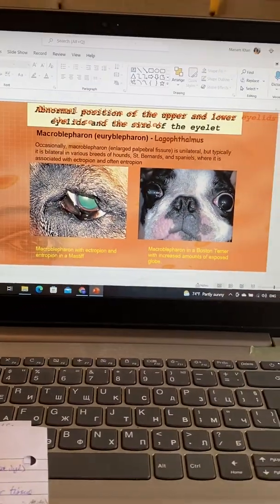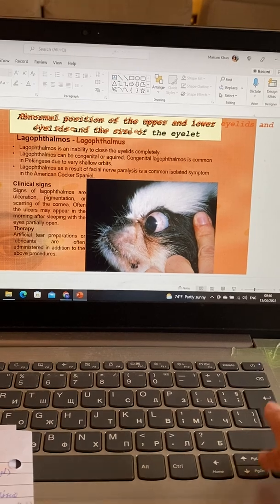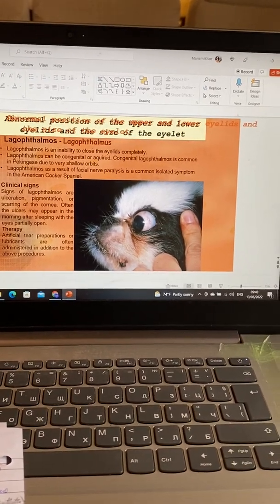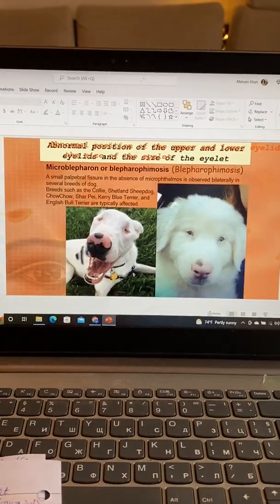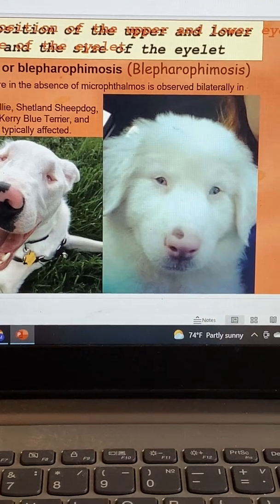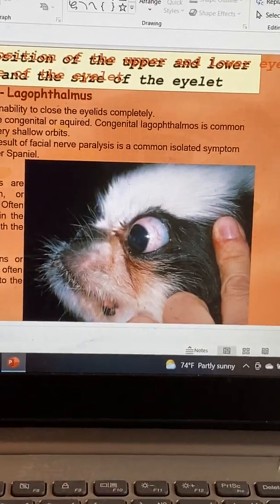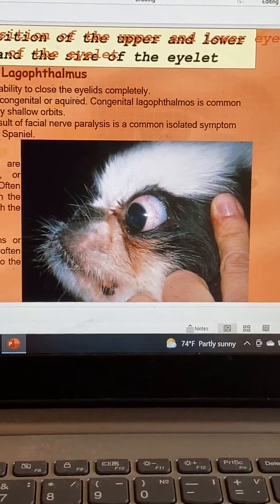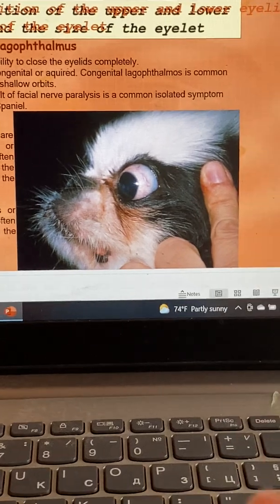And next you have microblepharon. So what does bleph mean? Bleph always means eyelids, like we mentioned blepharitis. Micro means small. So you can guess it's small eyelids. I don't really need to go into that. And then you have lagophthalmos. Lagophthalmos is when the eyelids don't close completely. Why is this bad? Because the eyes go dry. This leads to other diseases. We won't go into it.